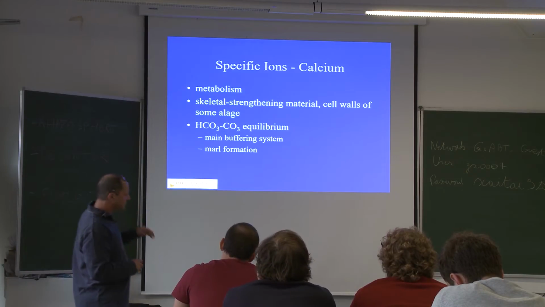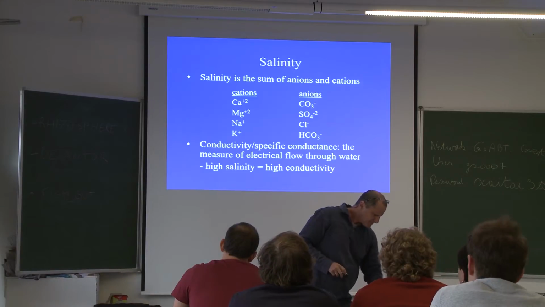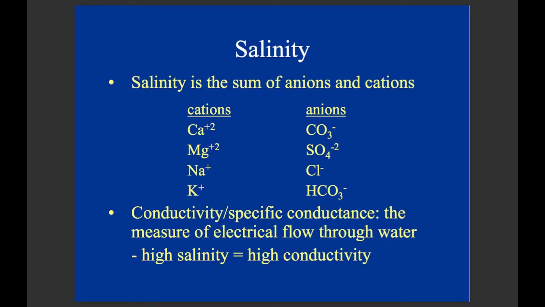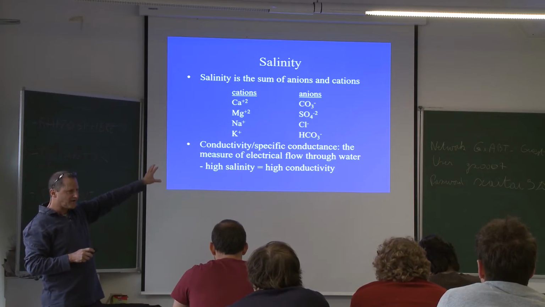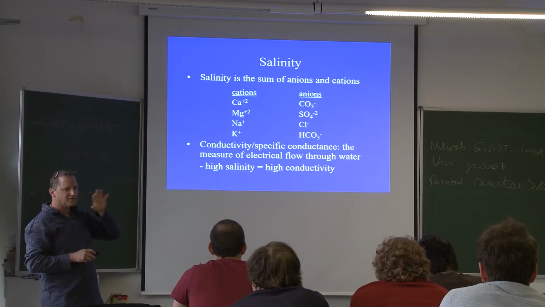So let me go here. Salinity is a measure of the sum of ions and cations in water. That's what it means. When we say salinity, 500 milligrams per liter, we mean that if we sum all these in milligrams per liter, that would be the salinity. But it can be all sodium chloride, or it can be all magnesium sulfate, or it can be a range of ions. And that's crucial when you grow fish.